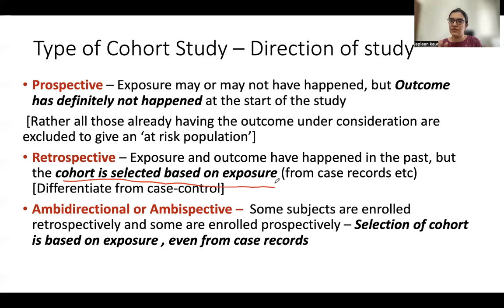So even if it is done from case records, it can still be a cohort study in which we are following up from the risk factor to the outcome. And it is called ambispective, in which we have taken some subjects from the case records and some we are prospectively taking in real time, right? So again, what is important to remember is that the selection is based upon the exposure, right?